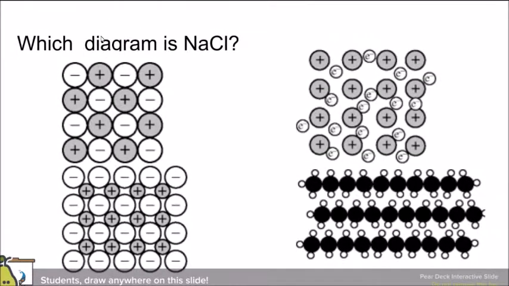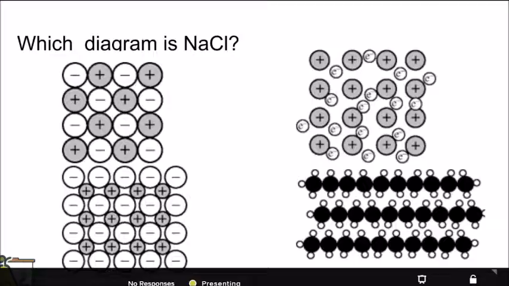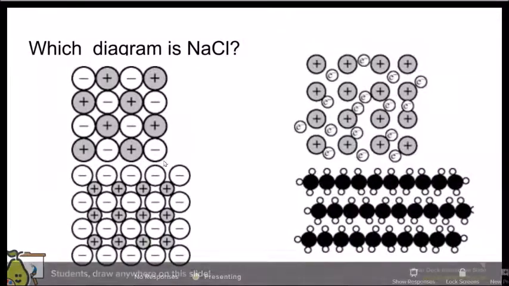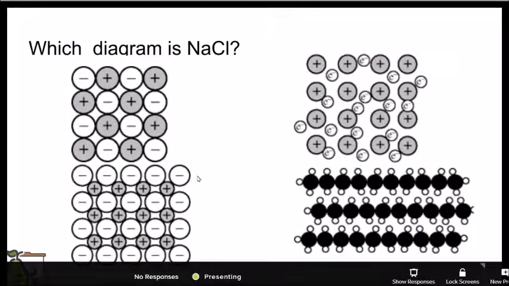So which one would be NaCl? Well, before you answer, look at the periodic table again. Think about Na, and when it loses an electron, who it looks like. And Cl, when it gains an electron, what does it look like? Go ahead and circle the one that you think is right.